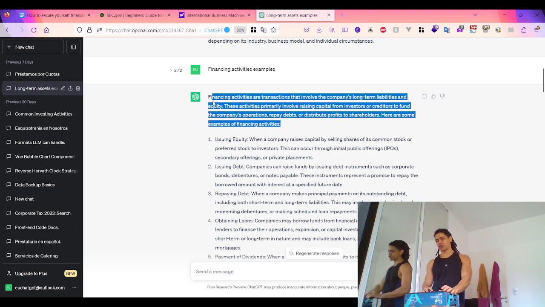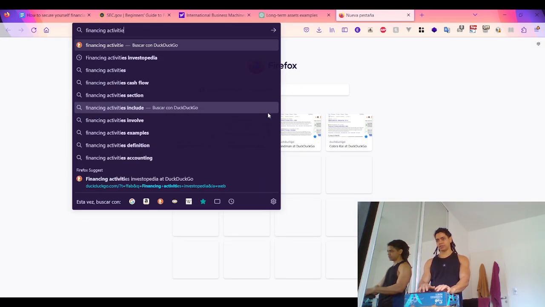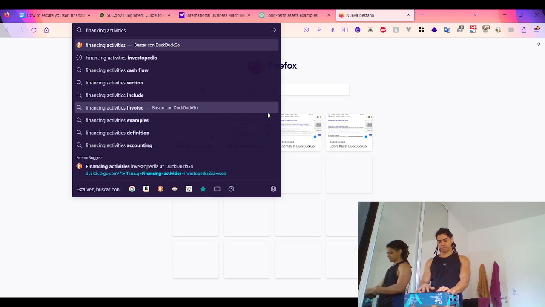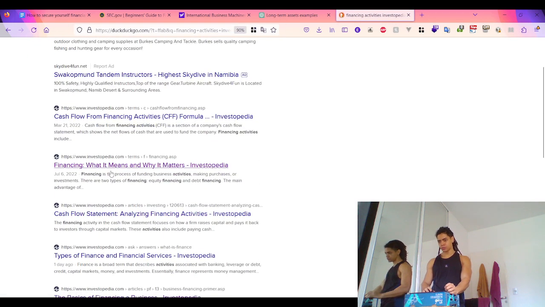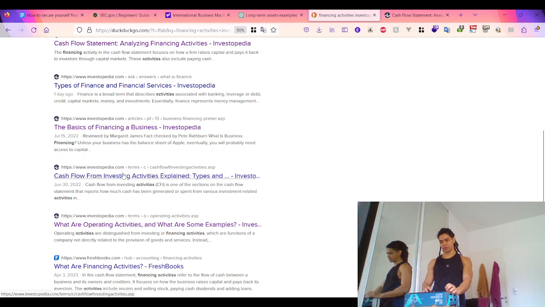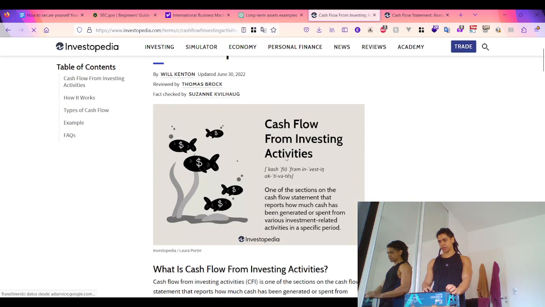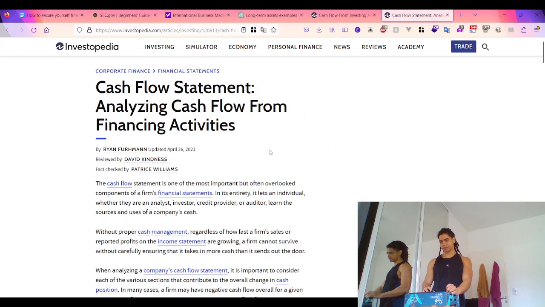So, with this introduction, according to ChatGPT, now I look at the financing activities from Investopedia: cash flow statements, analyzing financing activities. Cash flow from investing activities explained. Cash flow from investing activities is one of the sections on the cash flow statement that reports how much cash has been generated or spent from various investment-related activities in a specific period.